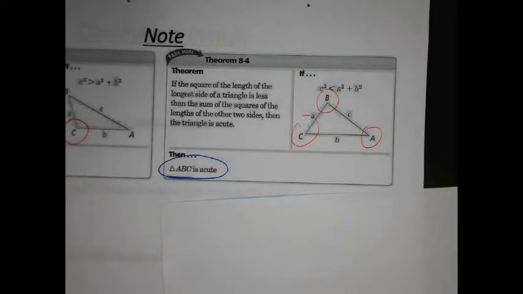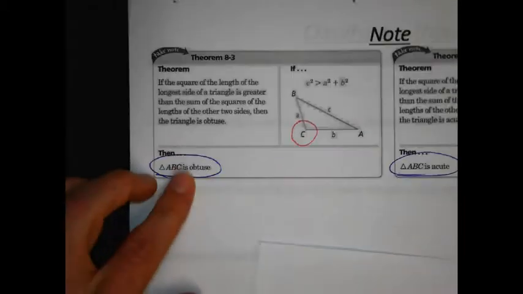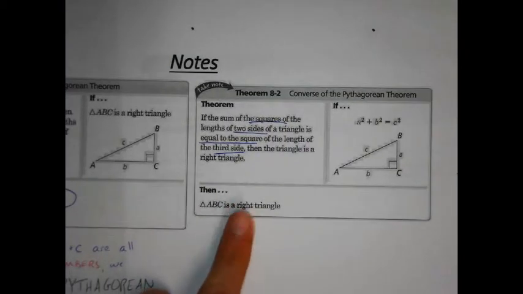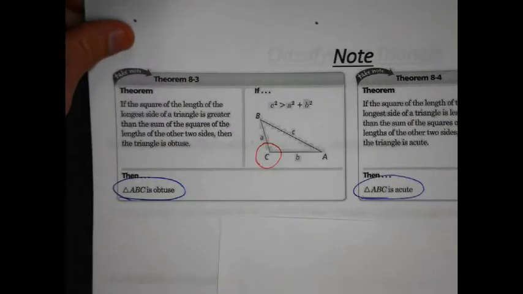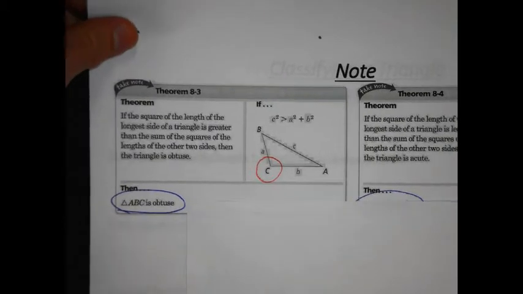Okay, so that's vocab. Know your vocab. So we have an acute triangle, an obtuse triangle, and of course we have our right triangle with a right angle. Okay? So that's the notes. Now what are we going to do for the rest of this video? Apply the notes! So we're going to do that.